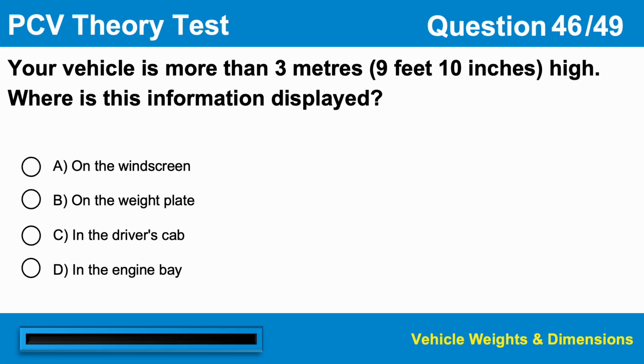Question 46. Your vehicle is more than 3 metres, 9 feet 10 inches high. Where is this information displayed? A. On the windscreen. B. On the weight plate. C. In the driver's cab. D. In the engine bay.